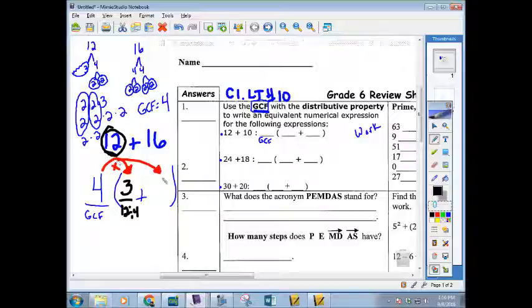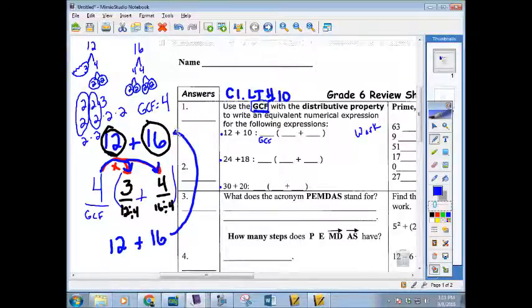Then 4 times what number would give us 16? Again, you could do 16 divided by 4, that number divided by the GCF, and we know that's going to be 4. Just for good measure, to check it, if we distribute, 4 times 3 gives us 12, bring down our addition sign, and then 4 times 4 gives us 16. That gets us right back to where we started.